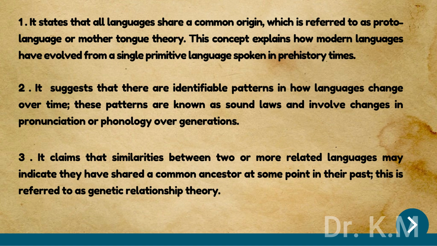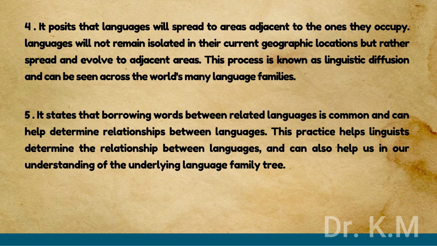3. It claims that similarities between two or more related languages may indicate they have shared a common ancestor at some point in their past. This is referred to as genetic relationship theory. 4. It posits that languages will spread to areas adjacent to the ones they occupy. Languages will not remain isolated in their current geographic locations but rather spread and evolve to adjacent areas. This process is known as linguistic diffusion and can be seen across the world's many language families.